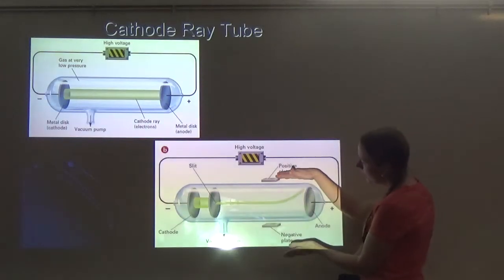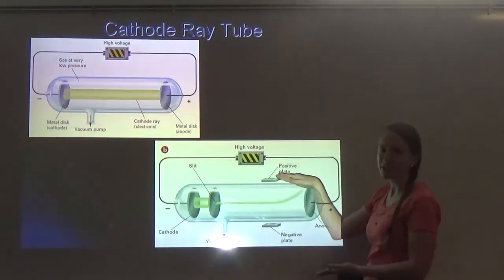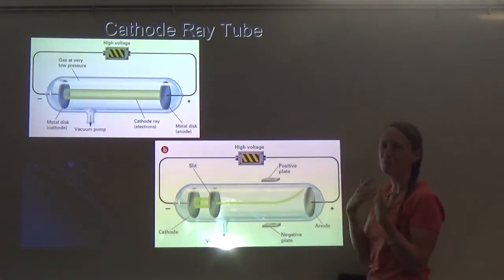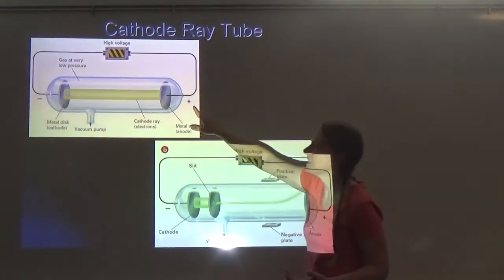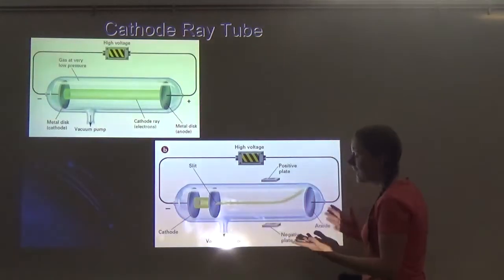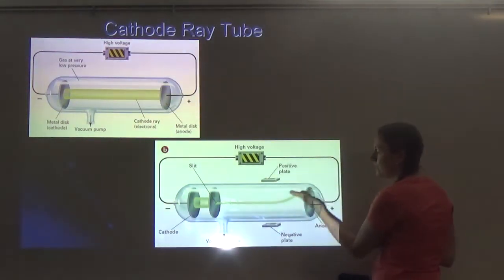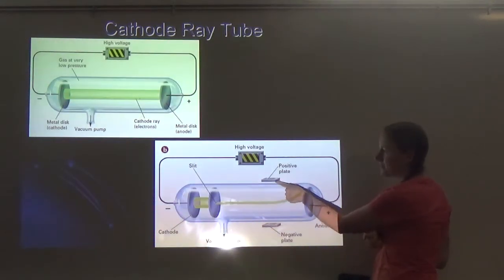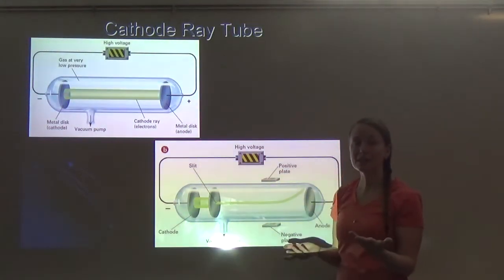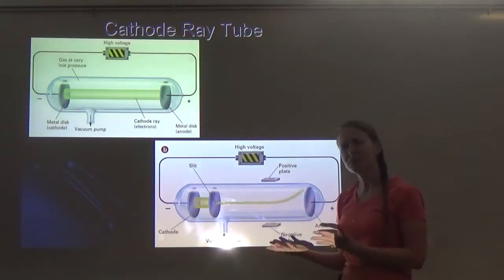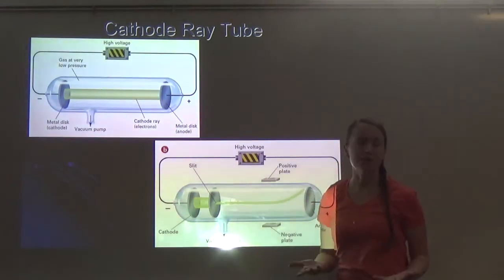And then he put a positive plate and a negative plate on either side because he's trying to figure out what is the cathode ray, like what is it made of, why is it lighting up when I pass electricity through this gas. So he noticed that when he did that, the beam would bend towards the positive plate. Well, what attracts to a positive? A negative. And so that's when he determined, hey, there must be some negative particles, and that's where we figured out about electrons.